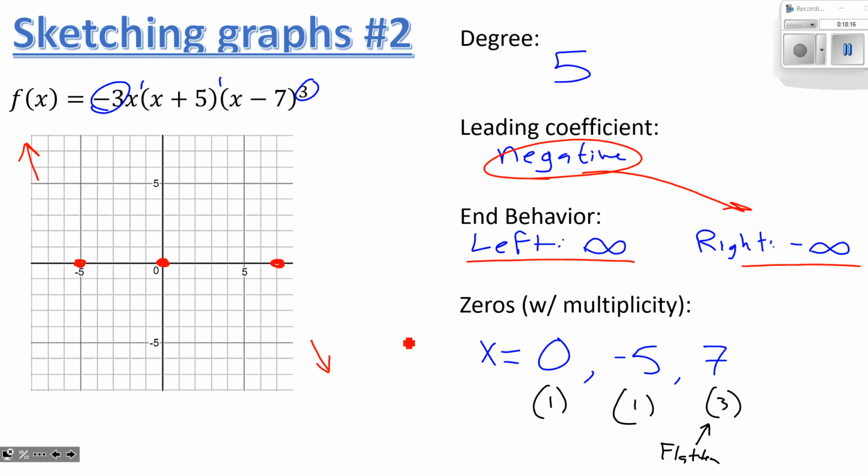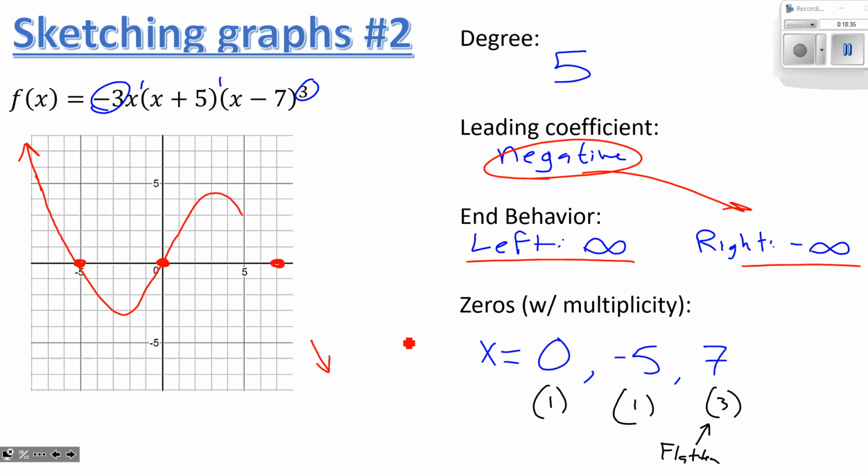Now you can choose which way you go. I typically go left to right just because that's how you typically read a function, but it really doesn't matter in this case. Oh boy. It's kind of hard here. Let's try it one more time. We're going to cross at -5. We're going to cross at 0.